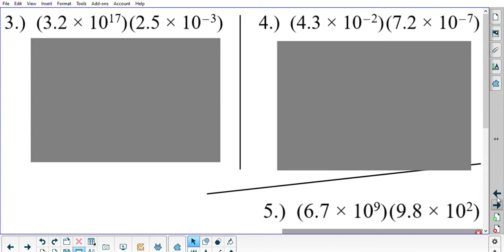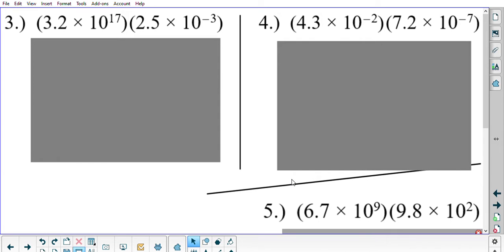All right, so problems 3, 4, and 5. Let's do number 3. No, you know what? Do I want you to do this one on your own? Yeah, I think you can do 3, 4, and 5 on your own. So hit pause on the video, do those 3 problems, 3, 4, and 5, and then hit play when you're ready to see how you did.